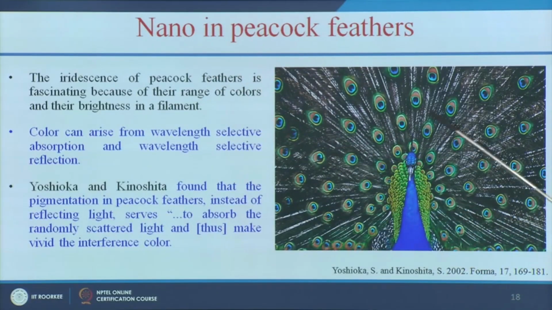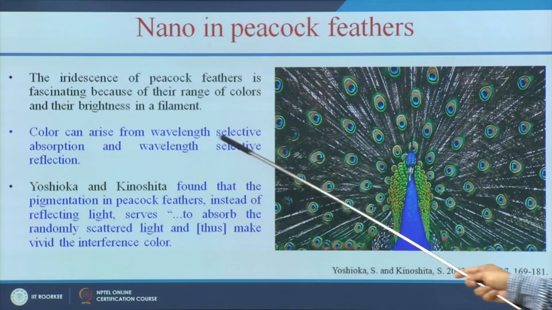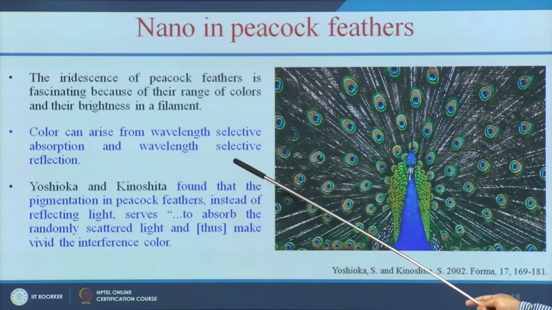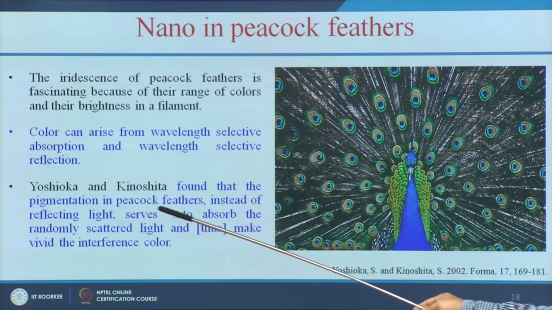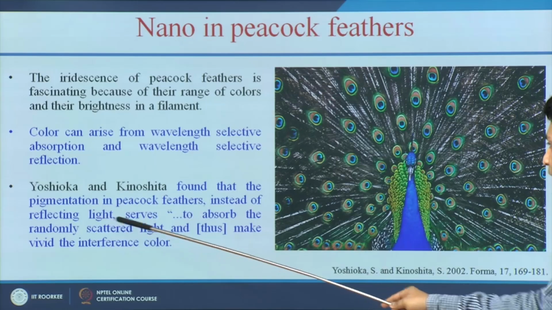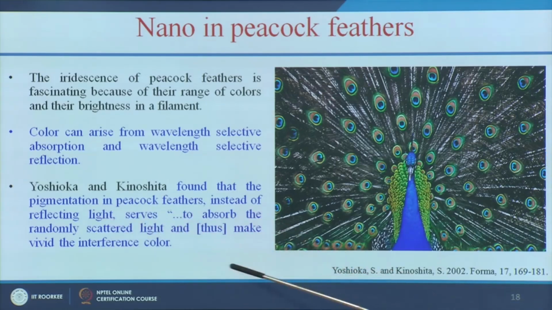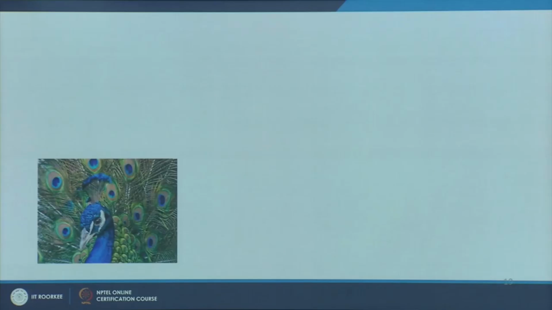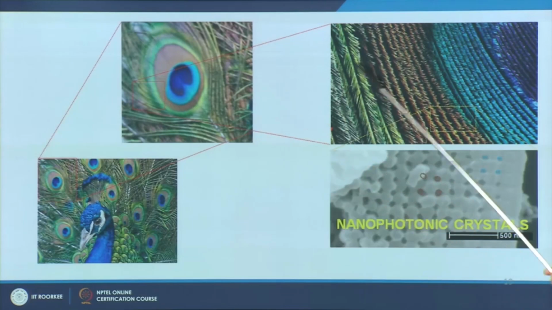The beautiful colors of peacock feathers are also due to nanoscale arrangement. Usually the color arises from wavelength selective absorption and wavelength selective reflection, but in the case of peacock, these scientists found that the pigmentation in peacock feathers, instead of reflecting light, serves to absorb the randomly scattered light, and that makes the beautiful color of peacock feathers. Let us see the peacock feathers in zoom. So here you can see the beautiful color of peacock feathers. It is due to this nanoscale arrangement of photonic crystals.